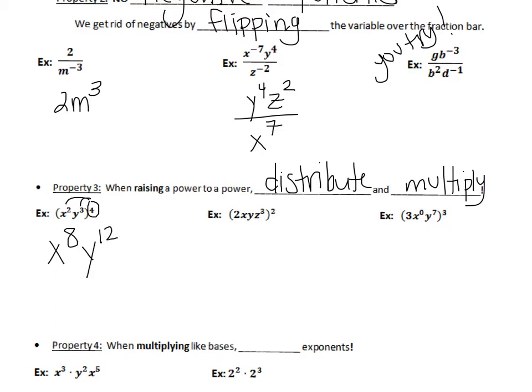All right, in the second example, we're going to take the exponent of 2, we're going to distribute it to the 2, to the x, to the y, and to the z. So we'll have 2 squared, which is 4, and then x to the first times 2 is 2, y to the first times 2 is 2, and z cubed times 2 is 6. So there's our answer. And the last one is a you try.